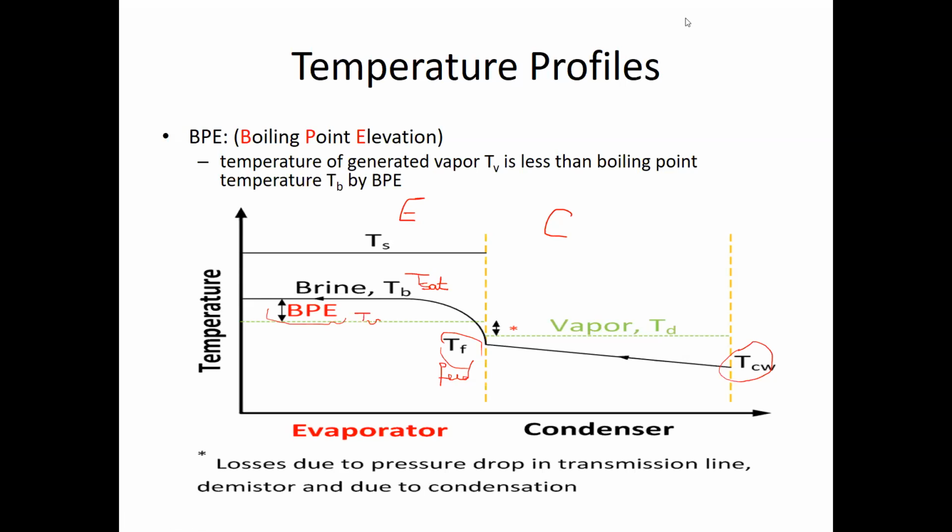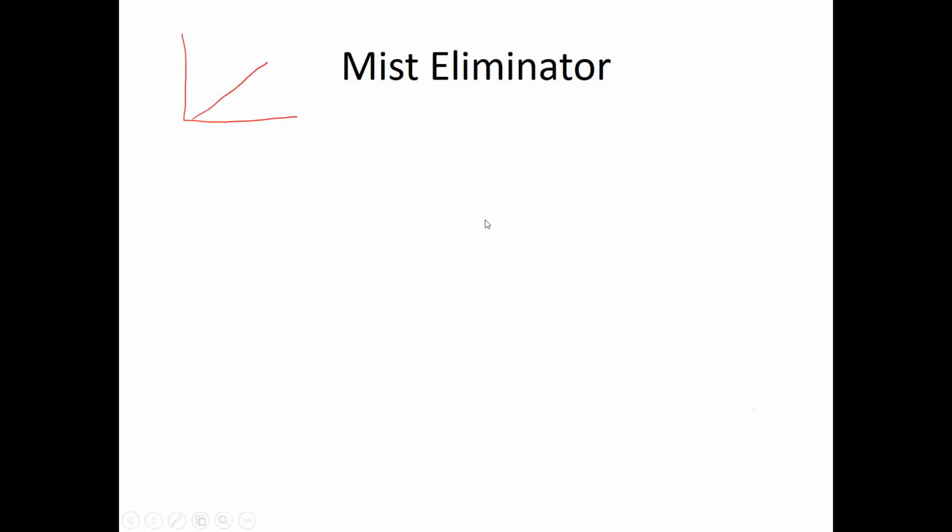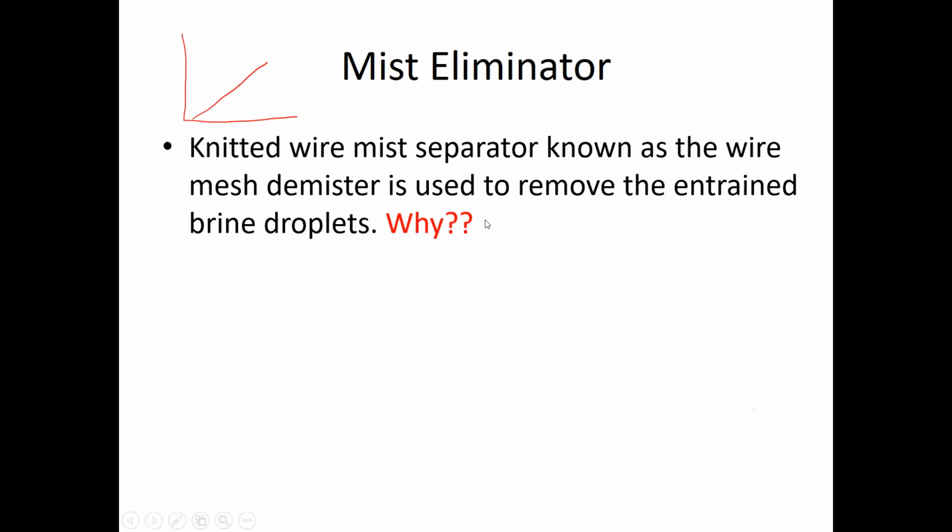Any further questions? Fine. Mist eliminators are called netted wire mist eliminators. They are basically something like filters, and their function is to prevent the seawater from being carried or entrained by the vapor, so that the vapor is always pure. We do not want any droplets of water to get into the condenser. It will corrode.